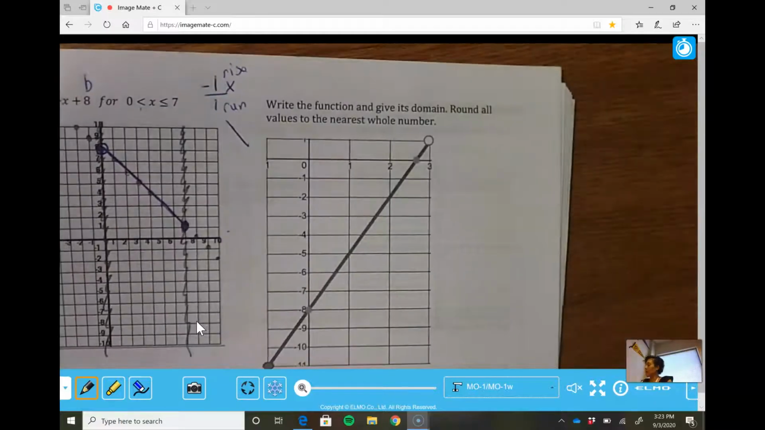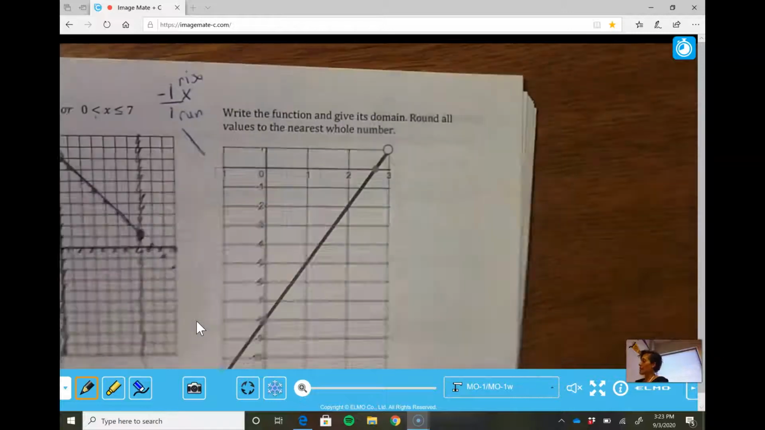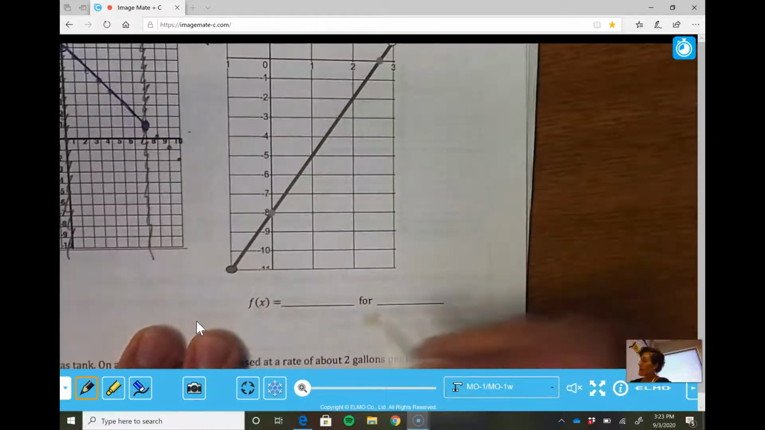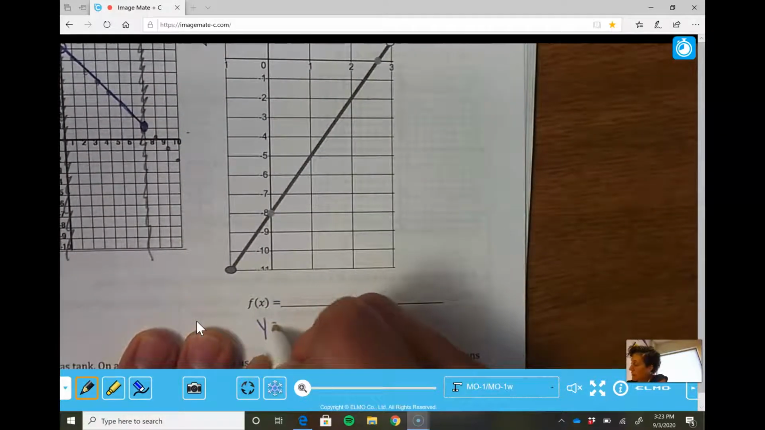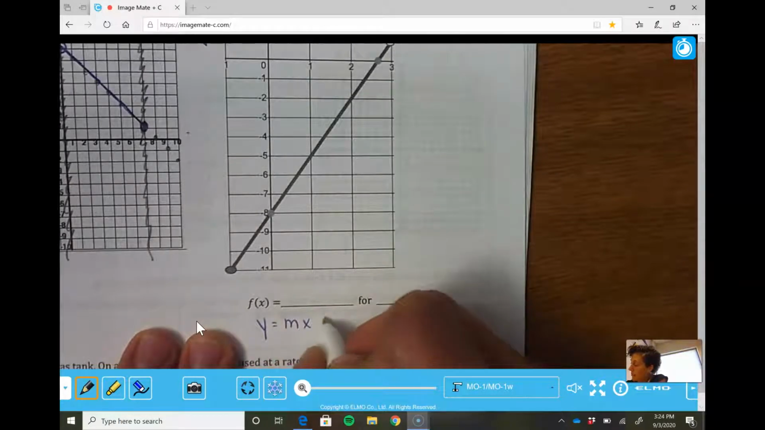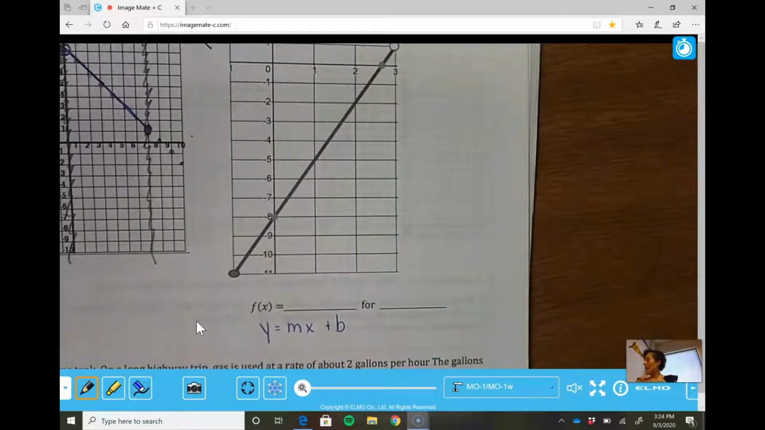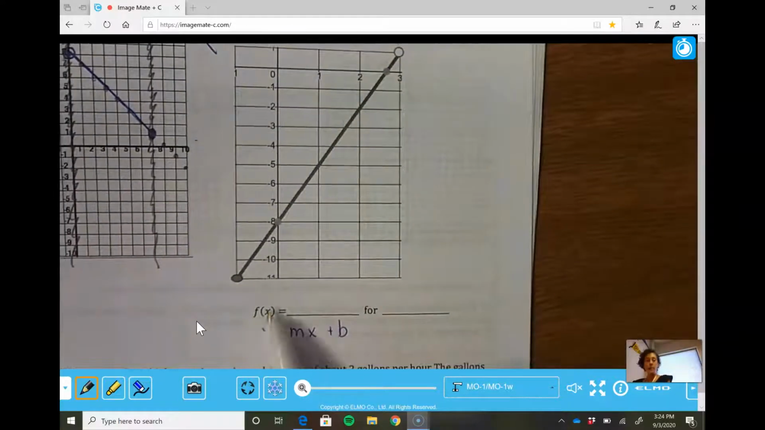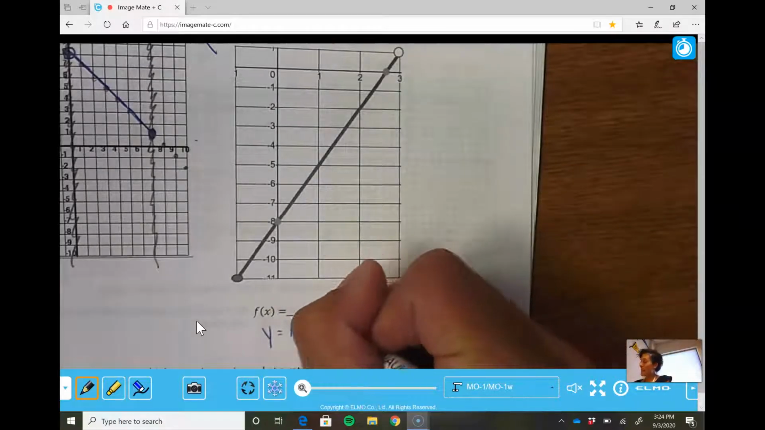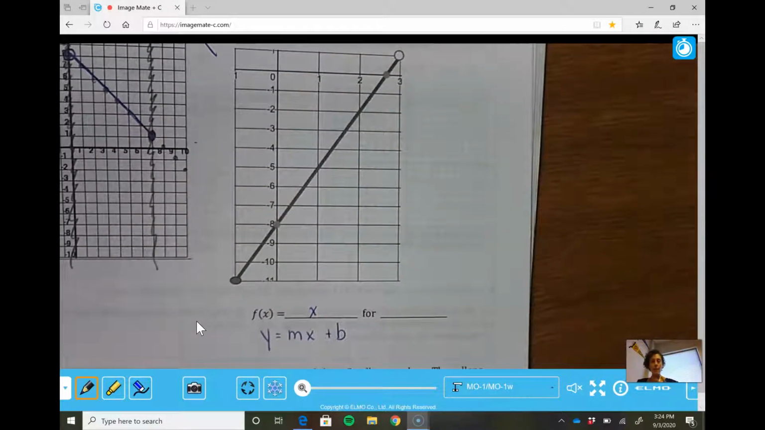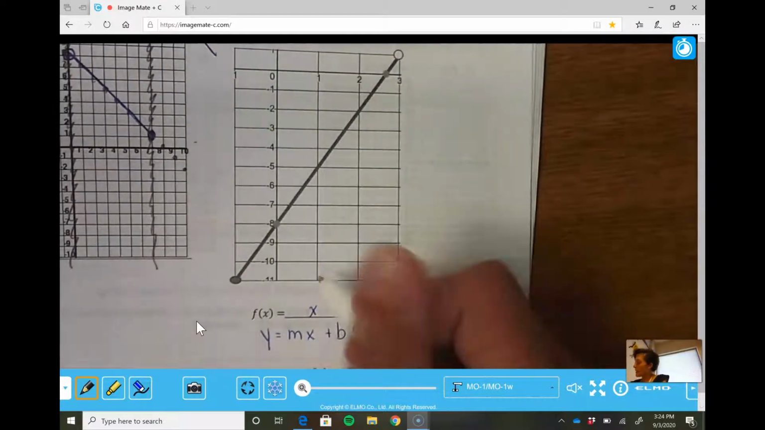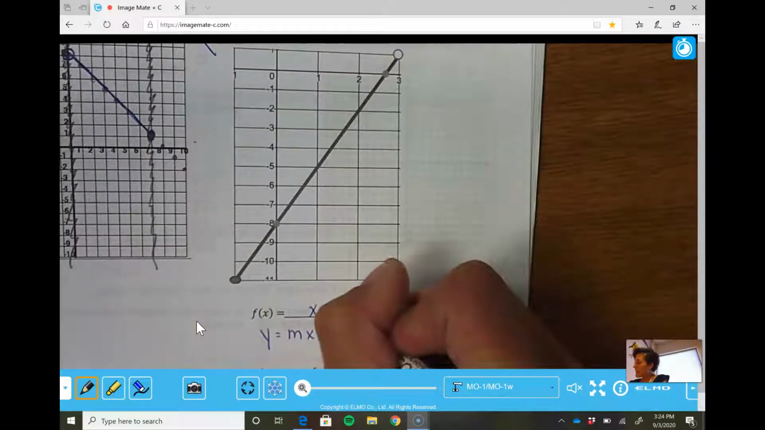So here we're going to write the function, and we're going to give its domain. So we're going to practice writing the equation. So again, when I write the equation, there's the y equals, and I need mx plus b. And whenever you're going to be asked to write an equation, and it's going to happen a lot this year, you leave y as y, or f of x, and you leave x as x. And it's the other letters that get the numbers. So I'm going to go first for b, what my y-intercept is, and it's -8, so I'll put plus -8.